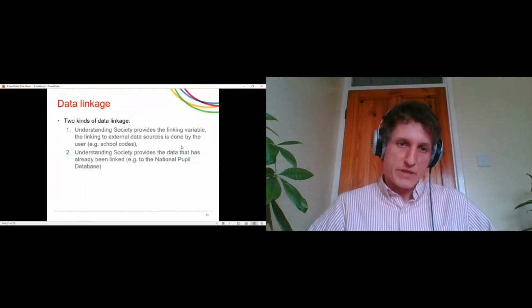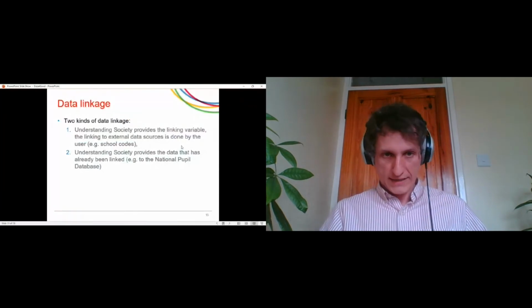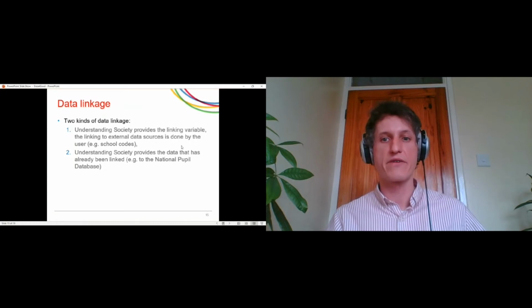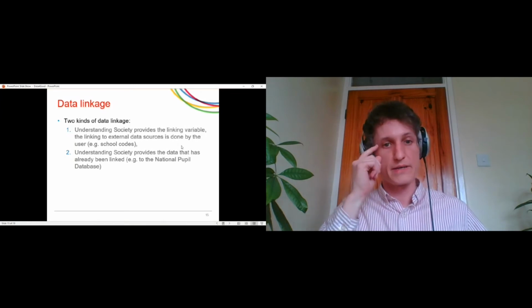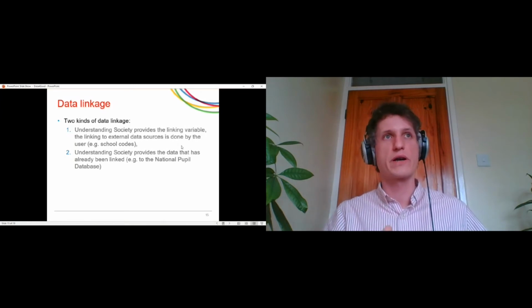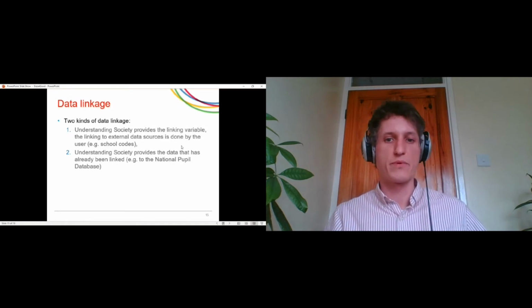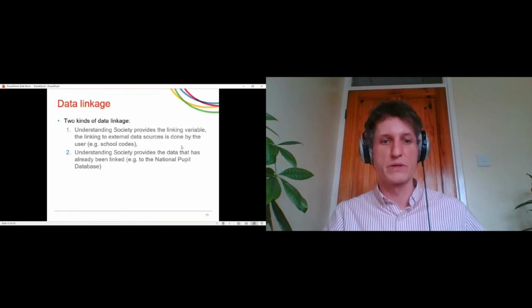Catherine mentioned the possibility of data linkage, and there are two ways in which you can link our data. First of all, for some data, we provide the linking variable only, and the user does the linking. And there are some datasets where we did the linking. The example, again mentioned by Catherine, is the National Pupil Database.